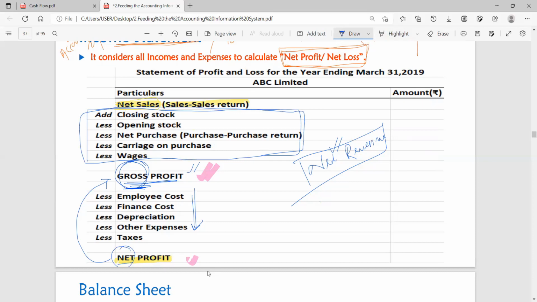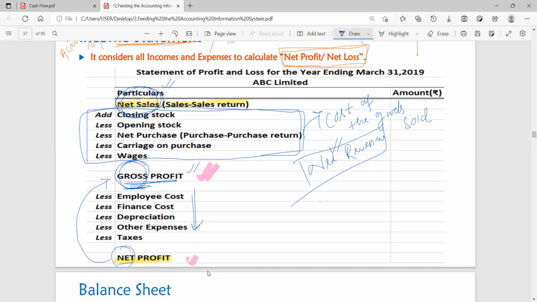Basically, what we are doing is a calculation where the net result involves closing stock, opening stock, net purchase, carriage, and wages. With these, we get the cost of the goods sold, which fetches this sale value, the net sale value we are seeing.